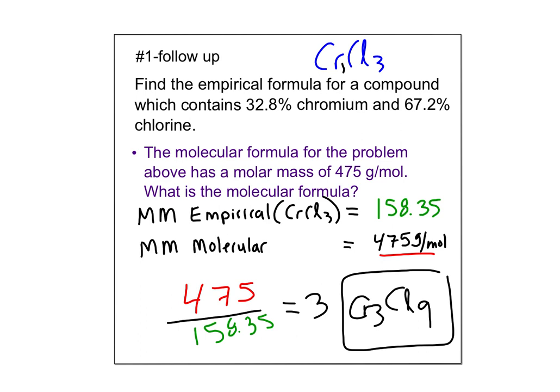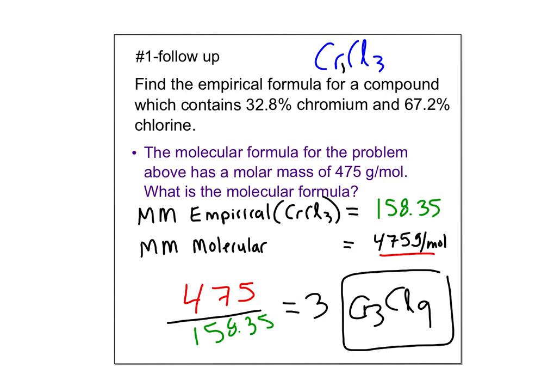All right, so first step, I found the molar mass of the empirical, and we found the empirical in the first problem, CrCl3. So I added up 1 chromium and 3 chlorines, and I got a molar mass of 158.35 grams per mole. The problem told me that the molecular formula, the bigger one, has a mass of 475. So I'm going to take the bigger molar mass divided by the smaller molar mass, and I got the whole number 3. That means the molecular formula is 3 times bigger than this empirical formula, so I'm going to multiply those subscripts by 3. So 1 times 3 is 3. 3 times 3 is 9. Here is my molecular formula, Cr3Cl9.